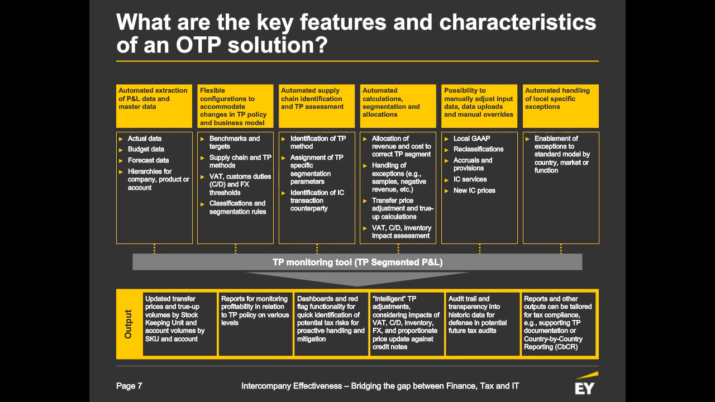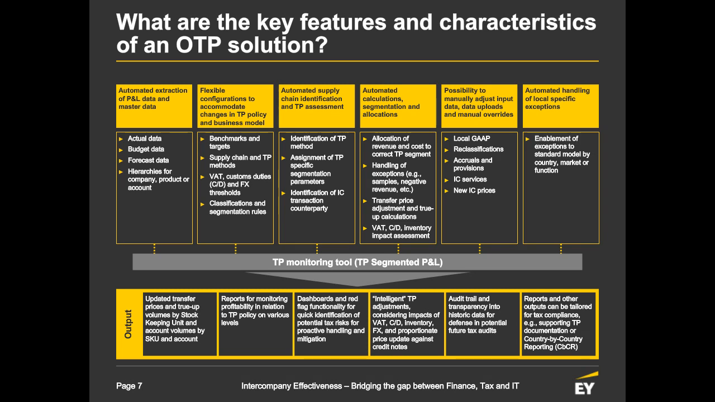Finally, we also need the ability to make manual adjustments to the data. So of course, for TP calculations, we need local GAAP figures, not consolidated IFRS. And that often means that we need to adjust the source data that we're taking. We may also need to make some reclassifications or adjustments for particular accruals or provisions. And this leads us up to a data set for our transfer pricing segmented P&L.